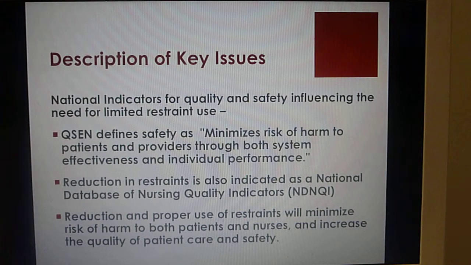The reason why this is a key issue is because you're protecting both the patient and the provider by properly using the restraints. And reducing it has been shown to keep a safer environment for both the patient and nurses.